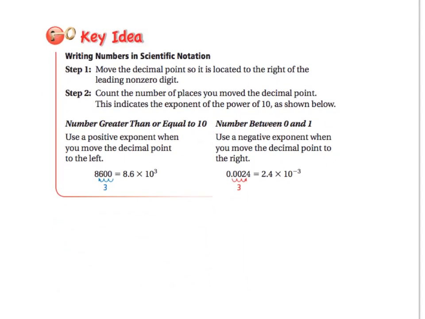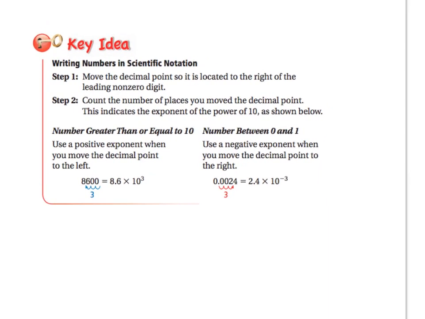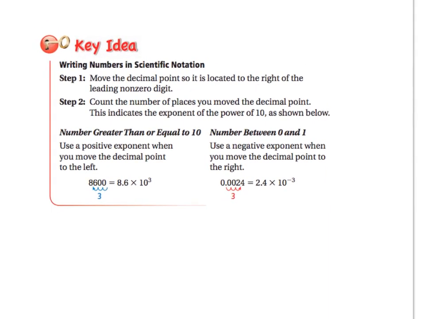Okay, there's 2 things we're looking at. One, we want to look at this number and we want to say, okay, I need to put the decimal where it belongs. So I put the decimal so that it's after the first digit, that first real number besides the 0. I need to put the decimal after that. Okay, and then it says count the number of places you move the decimal point.